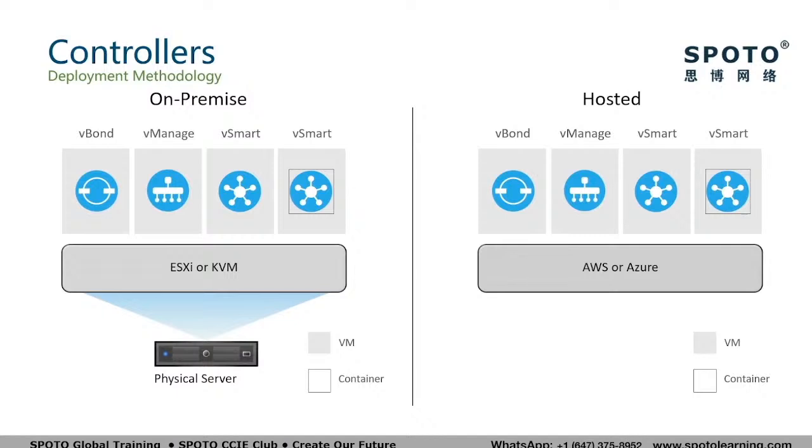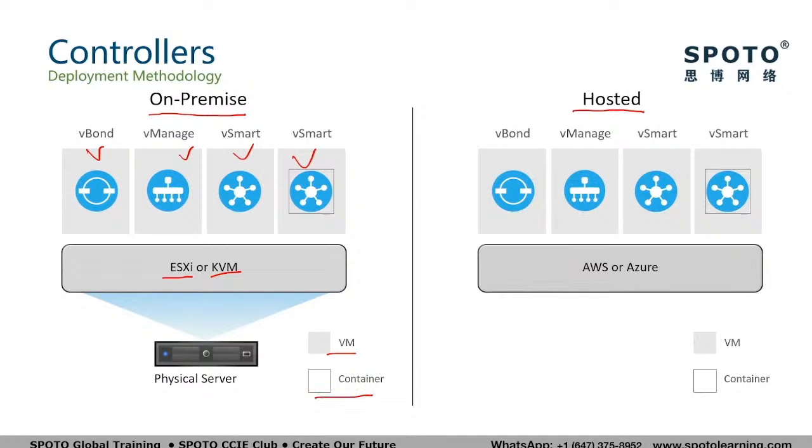The controller deployment: you can deploy them on-premise or hosted in the public cloud. For the on-premise, it is supported by VMware vSphere ESXi, or KVM. These components can be deployed as a VM, virtual machine, or container.